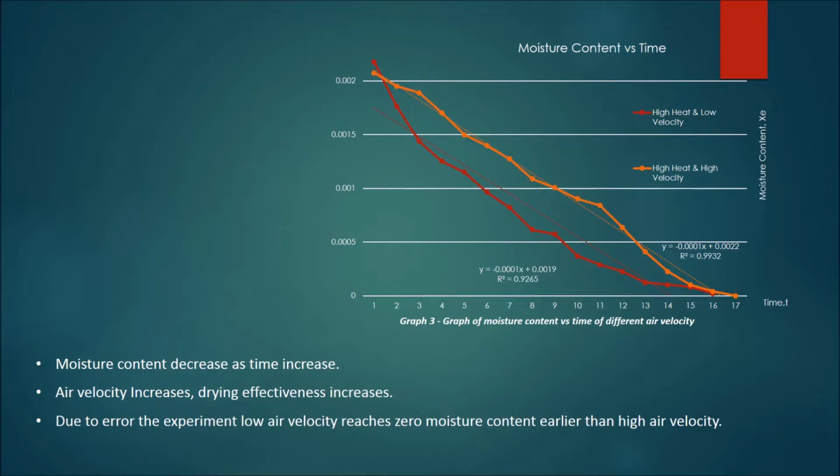Other than that, supposedly as the air velocity increases, the drying effectiveness increases. But in our experiment, the trend is showing the other way around. In our experiment, low air velocity reaches zero moisture content earlier than the higher air velocity. This happened due to errors that will be explained later.